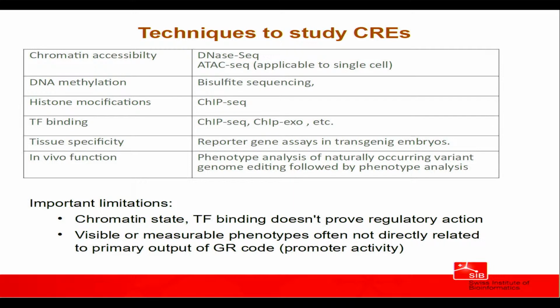One is that for chromatin state or TF binding, there is no direct evidence for action or meaning. You know, if a protein binds to a DNA sequence, it may just do nothing. It doesn't mean that it's going to interact with a promoter. And I think with phenotype analysis, the big problem is that we look at something that is very far downstream from the actual molecular decoding events.